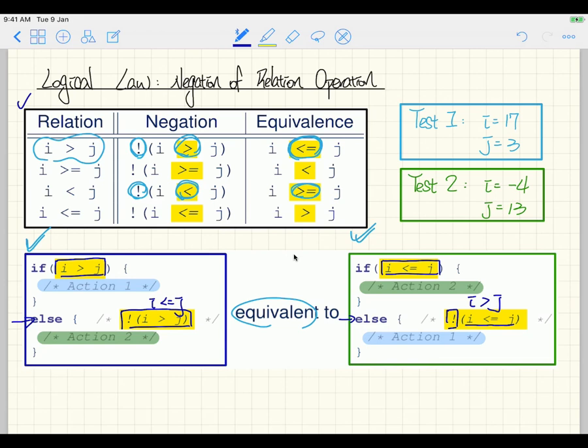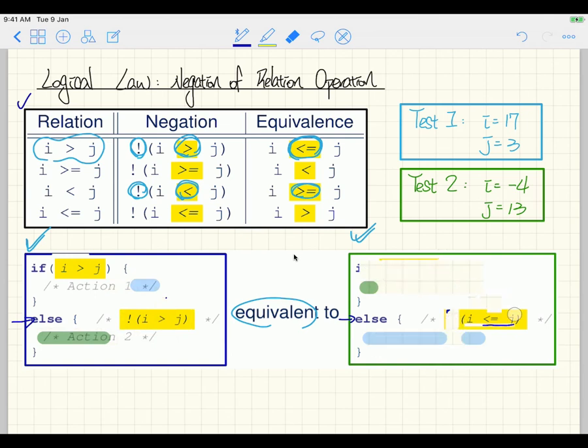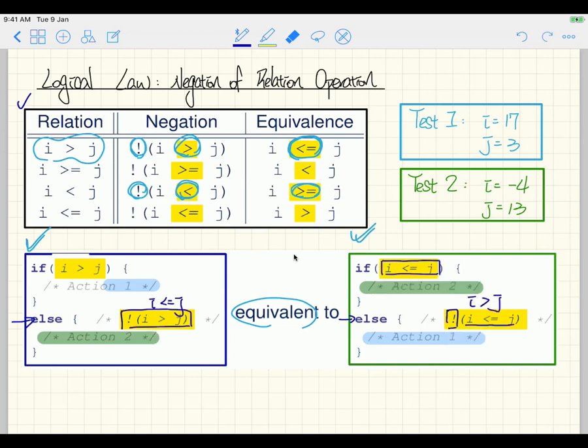So now let's run some examples to show you why they are really equivalent. Let me just write it to show you. I got two test cases for you over here. What you have to pay attention to is the color of the action. In the first case, we got action 1 in blue and action 2 in green. For the right-hand side, we got action 2 in green still and action 1 in blue, right? So let's see how they will be executed. Let's try test case number 1, let's say I is simply 17 and J is 3.